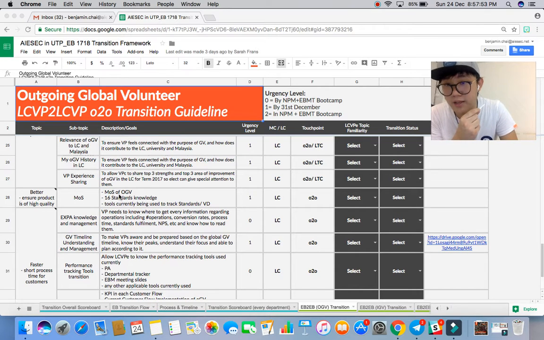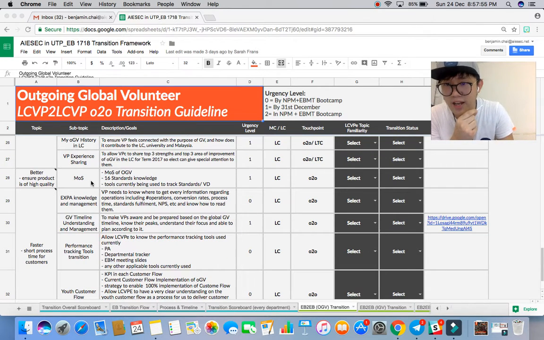Okay, and then in terms of better, I think the most important thing here is basically on MOS. So MOS of oGV, which is number of complete. One of the most important topics in complete is basically the 16 standards. How can the 16 standards be met, and what is every single thing in the standards? And also what are the tools that we use to track the 16 standards nowadays? You know that we have a standards tracker, so make sure that tracker is also translated to your elect, so that they are already very clear about this.